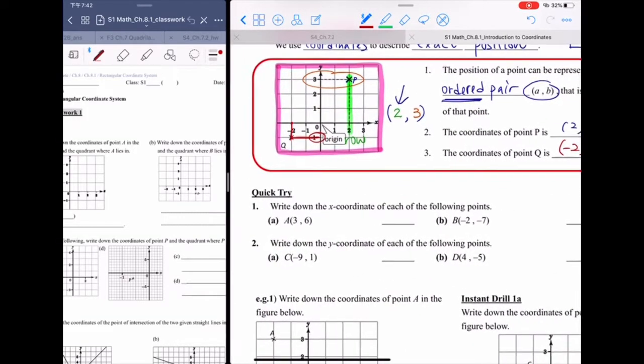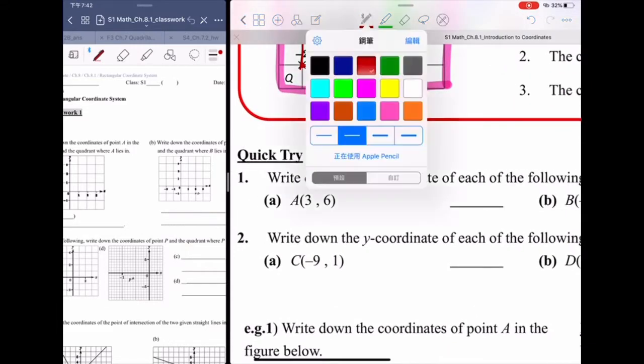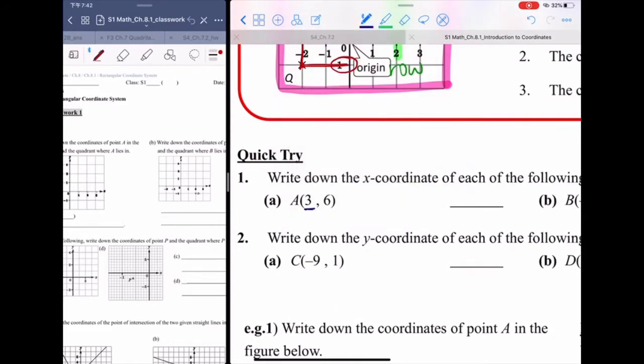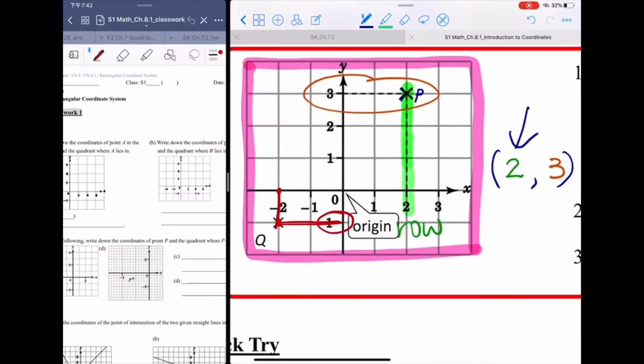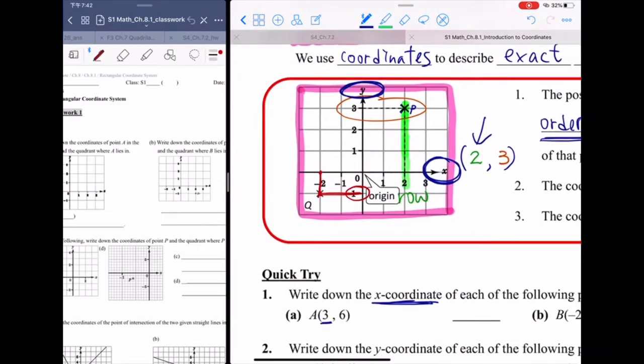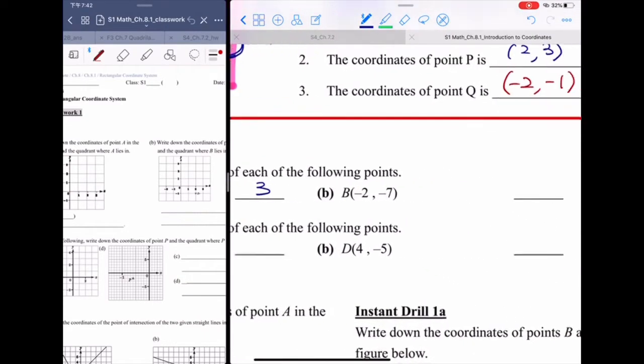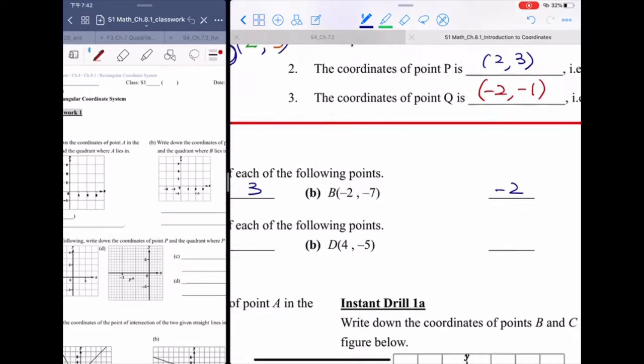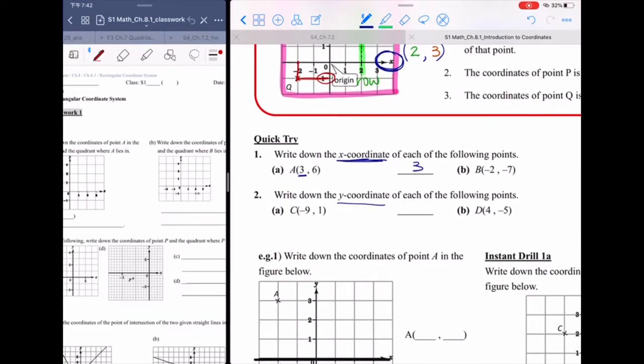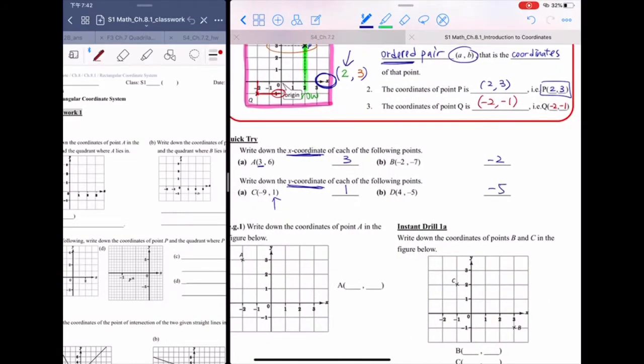So let's do some simple questions. For the first one, we will call it the x coordinate. If I go back to the coordinate plane, you see the row we will call x, and secondly, the column we will call y. X comes first, so the first coordinate is called the x coordinate. How about 1b? You should be able to tell me. Right, -2. The second one, the y coordinate, 1 and -5.